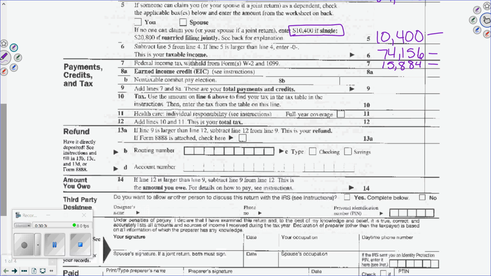Add lines 7 and 8A. These are your total payments and credits. So $15,884. I will probably never give you anything on 8A.